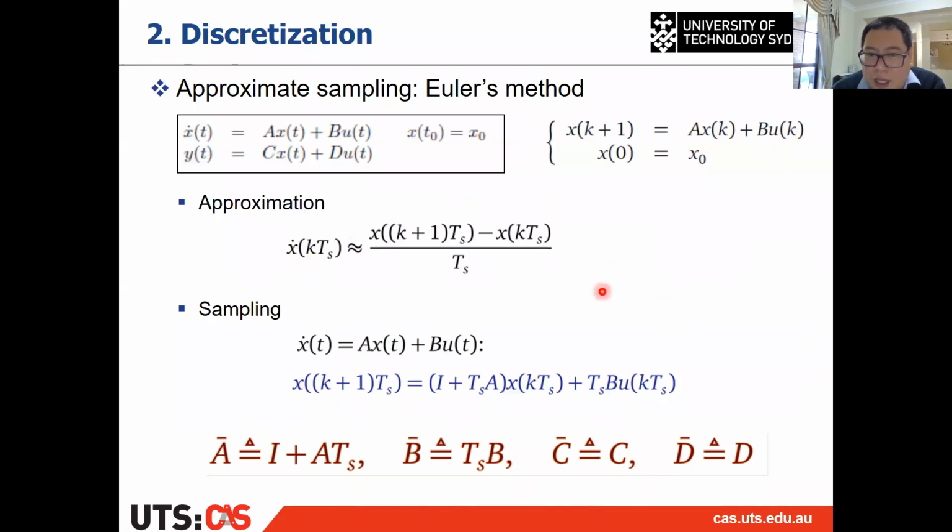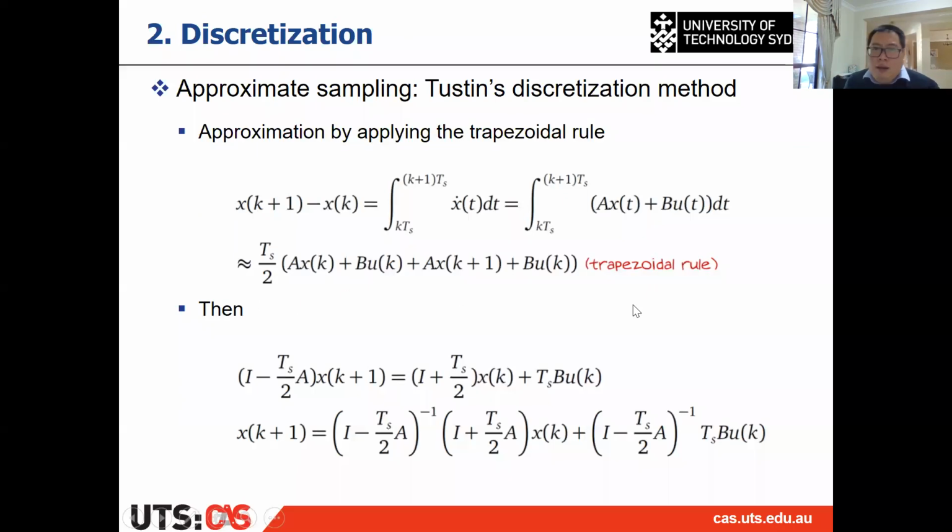It comes from the definition of the derivative. And after you know this approximation, you back substitute this equation into the x dot, and then in the equation you only have xk plus 1, xk, and uk. Then you can rewrite it to the standard formulation. All right, so that's Euler's method. Another method is called Tustin's method.